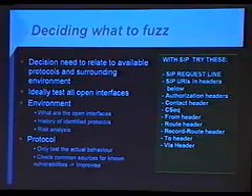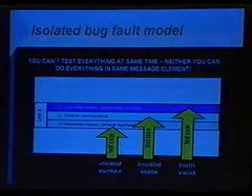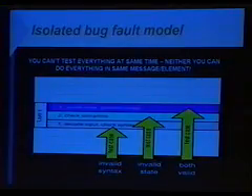Most code is written to handle parameters in these headers. And as said, the bugs are where the complexity is. Now, isolated bug fault model.